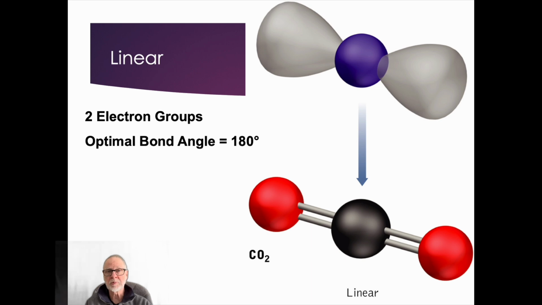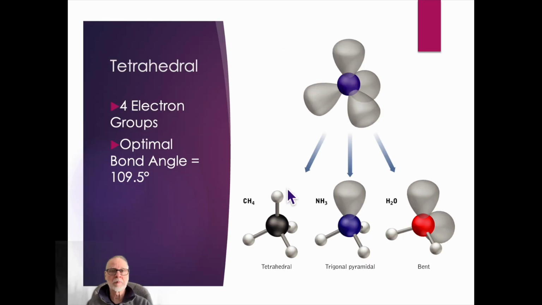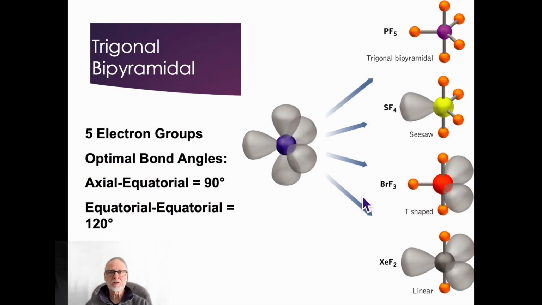2 electron groups, a bond angle of 180 degrees would give us a linear. All right. If we've got 3 groups, and BF3 would fit into this because BF3 has 3 groups of electrons around the central atom. So that's going to be the trigonal planar configuration. Tetrahedral configuration with 4 groups of electrons around the central atom. And so let's look at the situation.